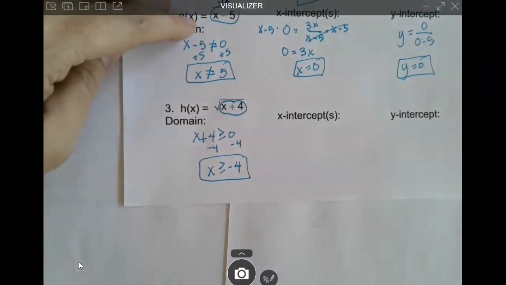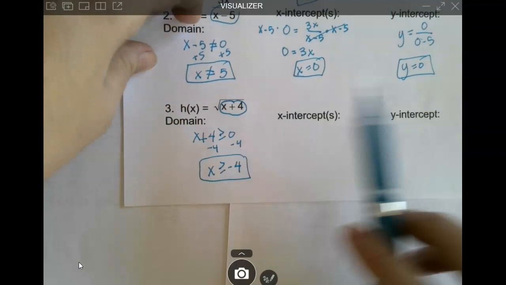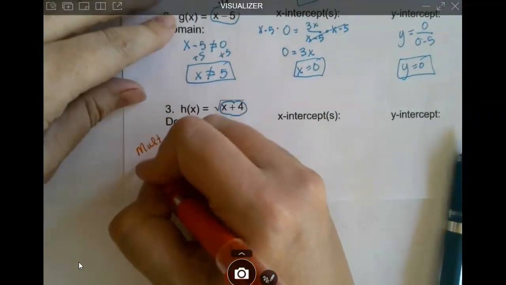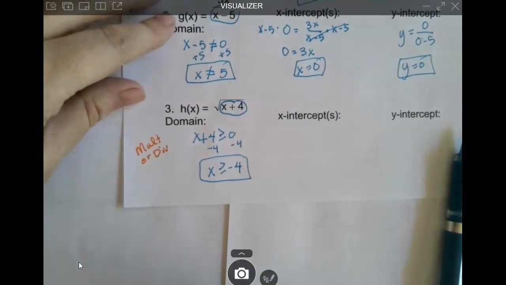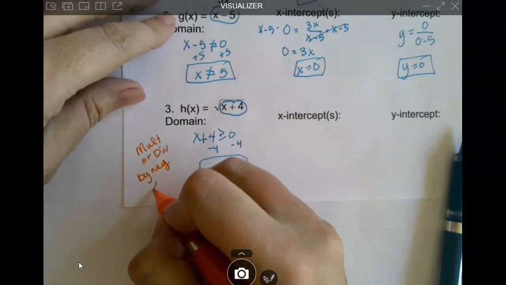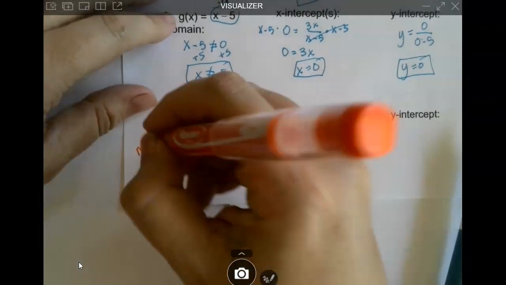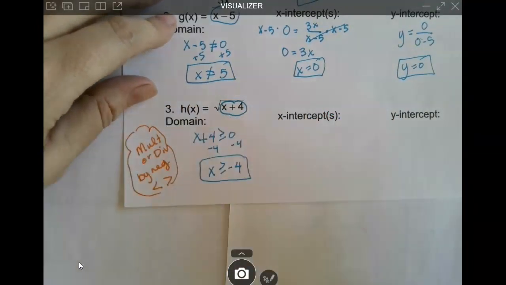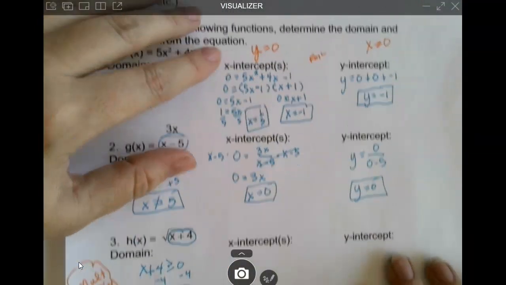And done. The only thing I have to remember when I'm doing these is if you ever multiply or divide by a negative, you have to flip the sign. So just don't forget that from our little Algebra 1 rule that we had before. Alright, now we're going to do the x and y intercepts the same way we did before.